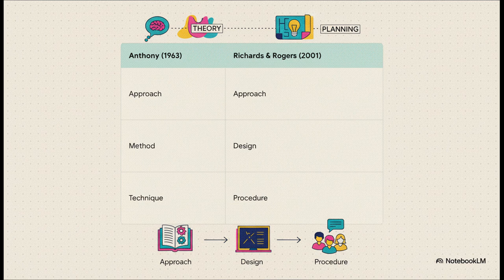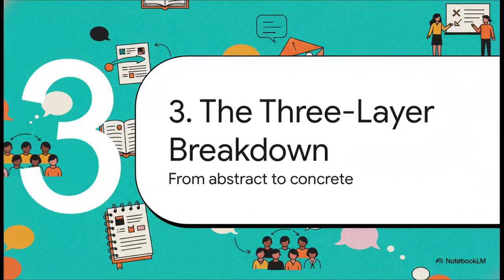As you can see, they both have this three-layers structure. But check out the words they use. Where Anthony said method and technique, Richards and Rogers changed it to design and procedure. And trust me, this is way more than just swapping out a few words. It actually shows a more detailed way of thinking about teaching. So let's do this. Let's break this whole thing down layer by layer. We're going to start at the very top, the most abstract part, and work our way down to what's actually happening in the classroom.